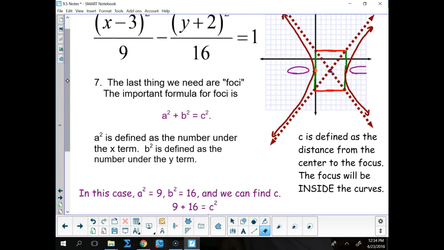So let me get rid of my circles here now. So the foci have a distance of 5. I gotta get purple back on. 1, 2, 3, 4, and 5. So right there is a focus. 1, 2, 3, 4, 5. Right there is a focus.